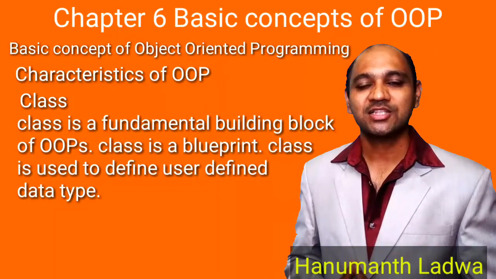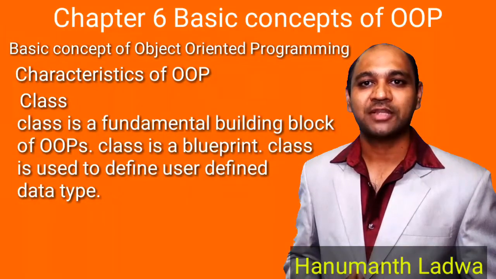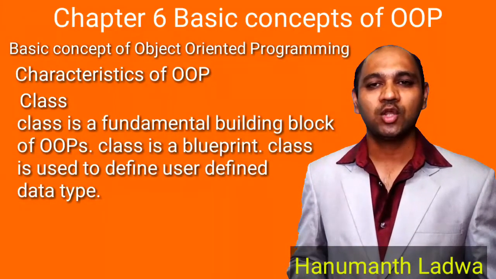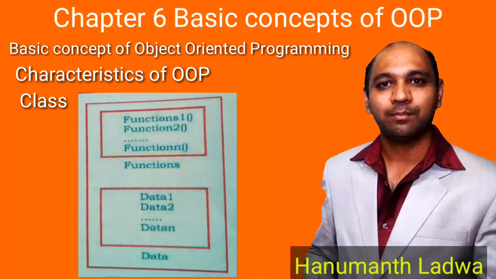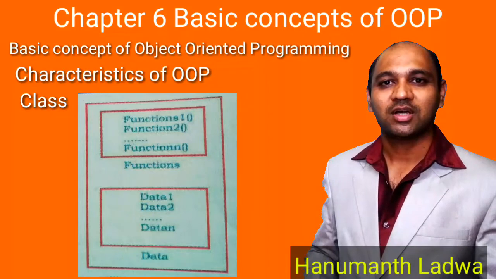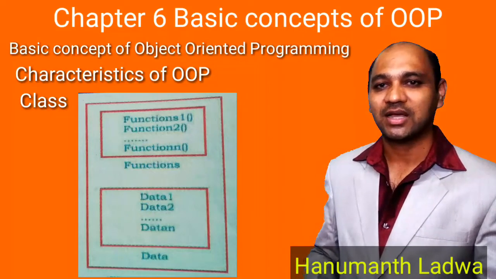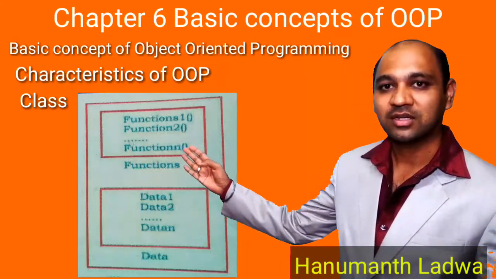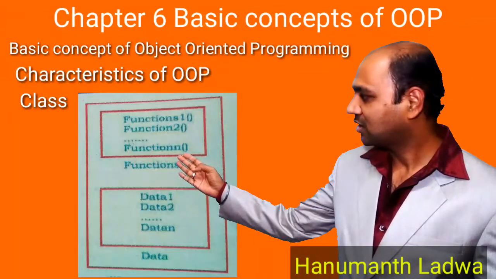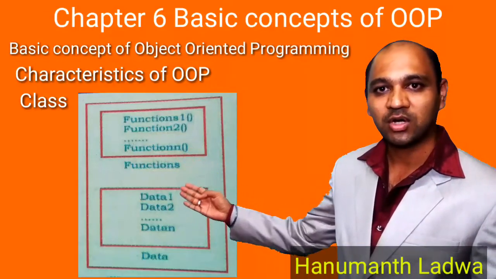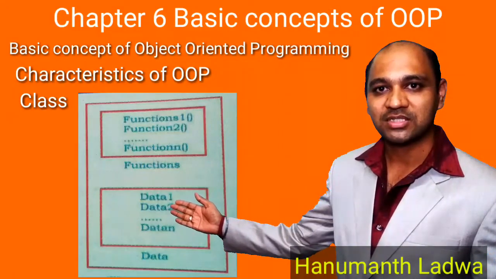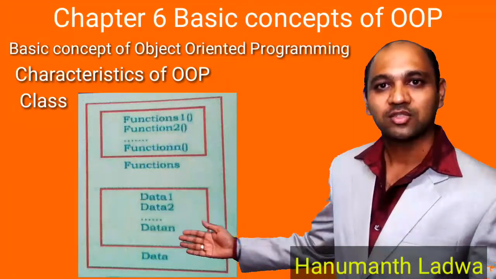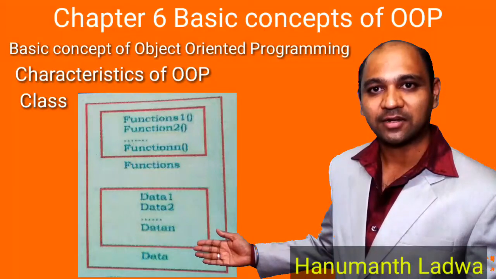Once the class is defined, any number of objects of that particular type can be created, and only objects will occupy memory space. Let us see an example of how to declare and how to define a class. Here you can see the data members. Here we'll write data 1, data 2, and so on up to data n, and then we can write function members such as function 1, function 2, and so on up to function n.